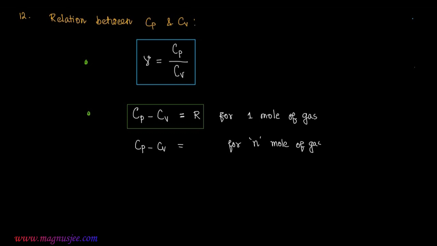Cp minus Cv will be what for n moles of gas? We know that Cp minus Cv is equal to R for 1 mole of gas. So what should be the value of Cp minus Cv for n moles of gas? Here Cp minus Cv will be equal to R. That will again be equal to the universal gas constant R. Cp minus Cv is equal to R for n moles of gas.